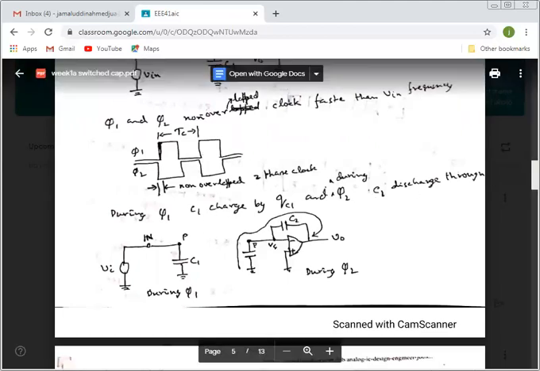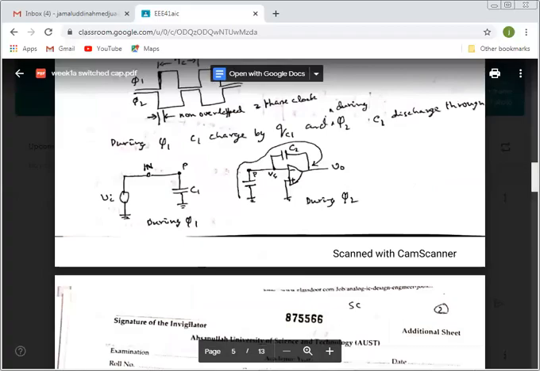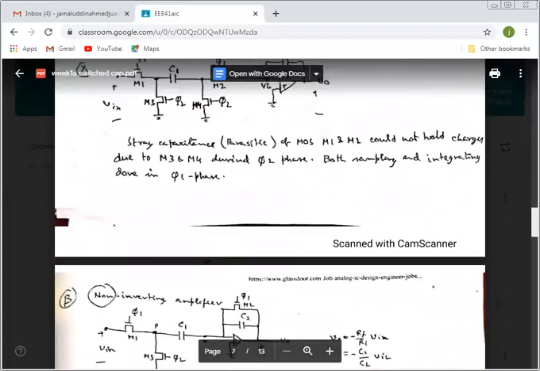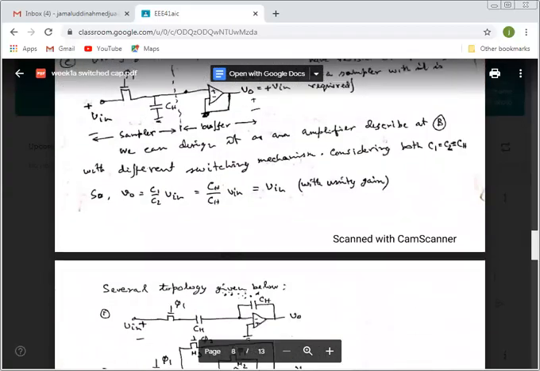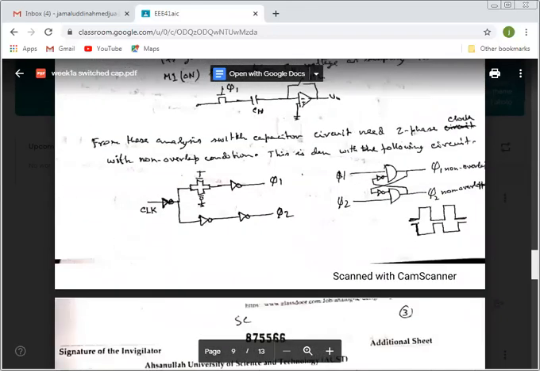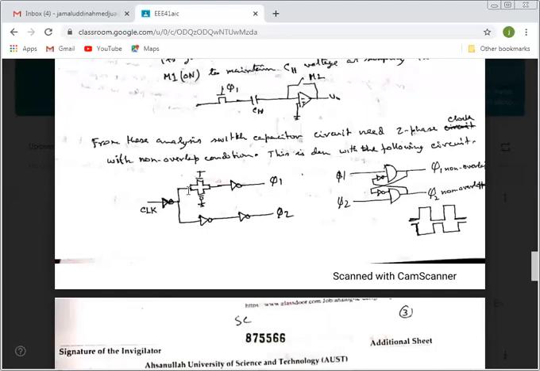So how do you make this? If you go 2 pages later, you'll see that here, we take the clock and then send the clock to phi 1 through an inverter. So the clock here is one inverter, here is one inverter. So phi 1 is the same phase as the clock, and phi 2 is the opposite phase of the clock.